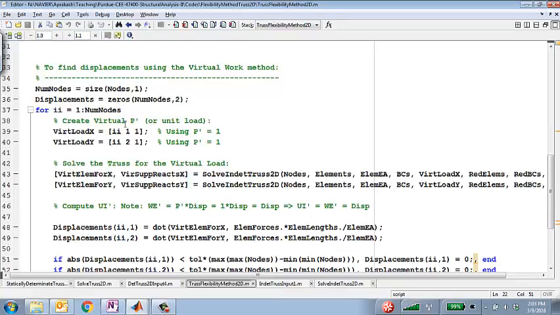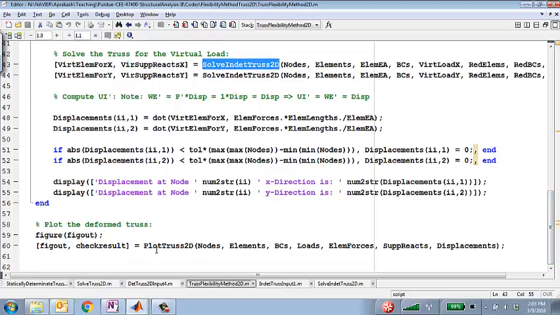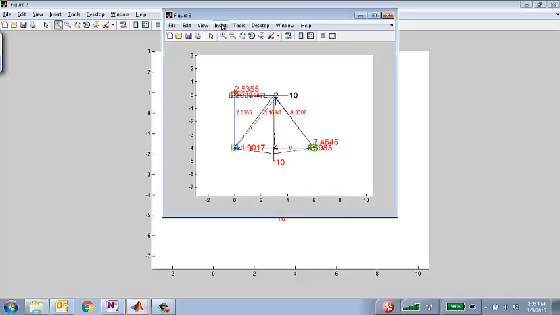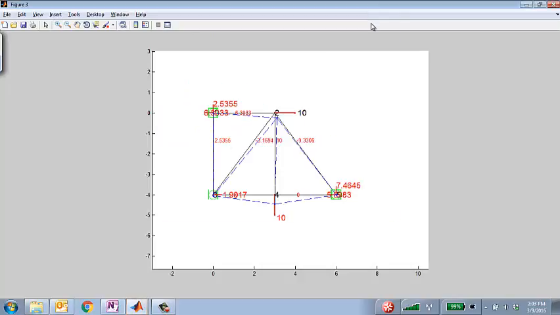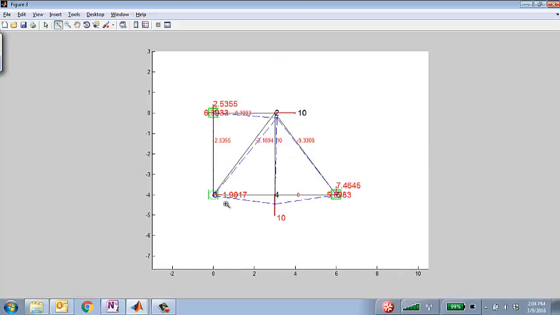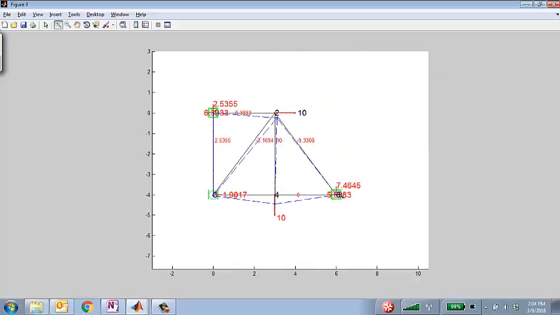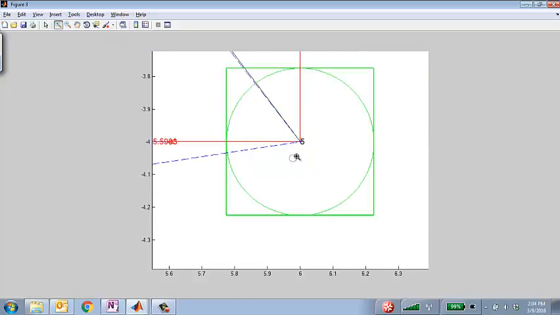For all the nodes, go to each node, apply a unit load in the x direction, unit load in the y direction, calculate virtual element forces using the indeterminate truss subroutine, and just using the virtual work method, then you can compute the displacements and plot. So I'll let it run through, and I have the solution for the deformed truss. You can verify. Clearly, there is no displacement at node 1. There is vertical displacement at node 3. There is zero displacement at node 5, right?